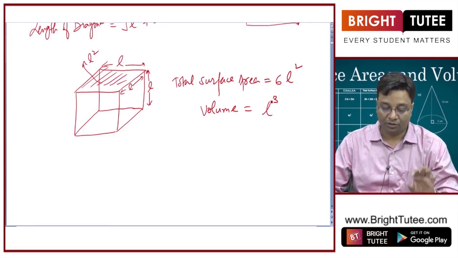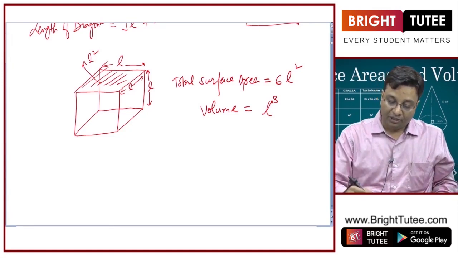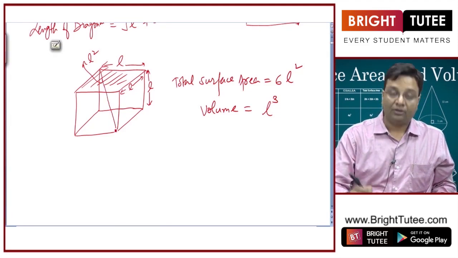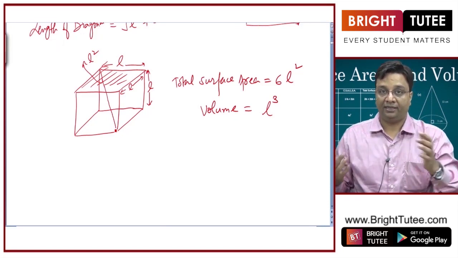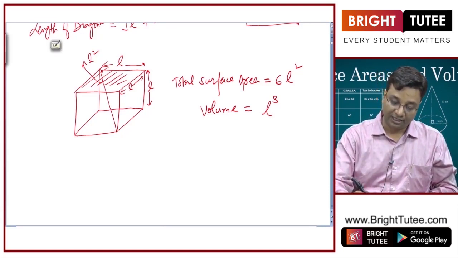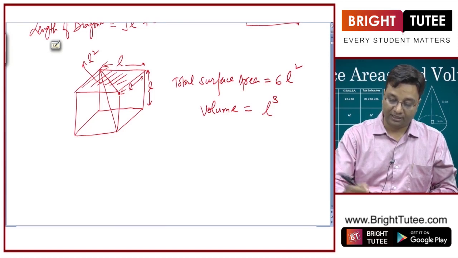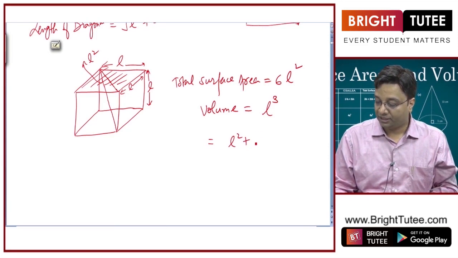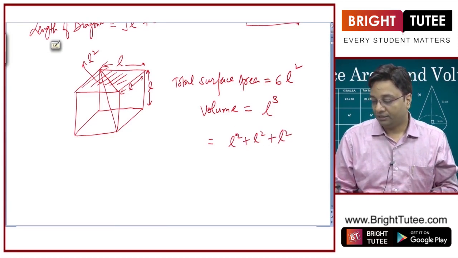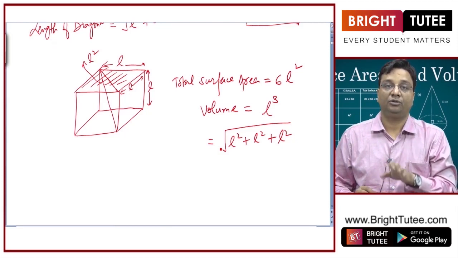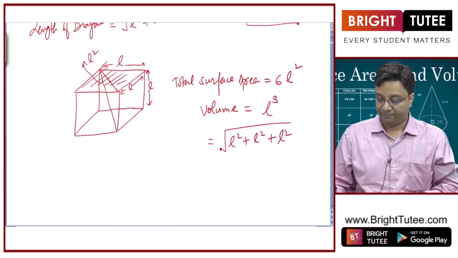This was about cube. Now if you need to talk about the biggest diagonal here, or the biggest length that we can place inside a cube, you can calculate it like that again. This will be equal to the square root of L square plus L square plus L square, right? Because L is equal to B is equal to H in this case.